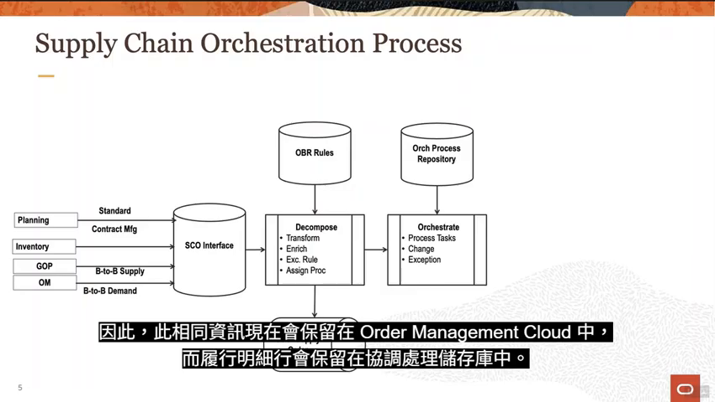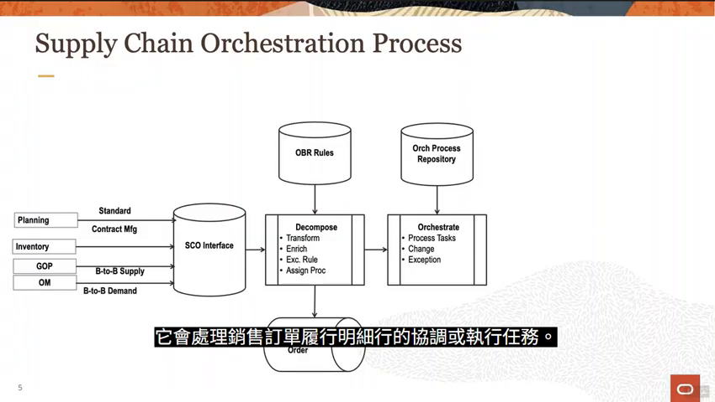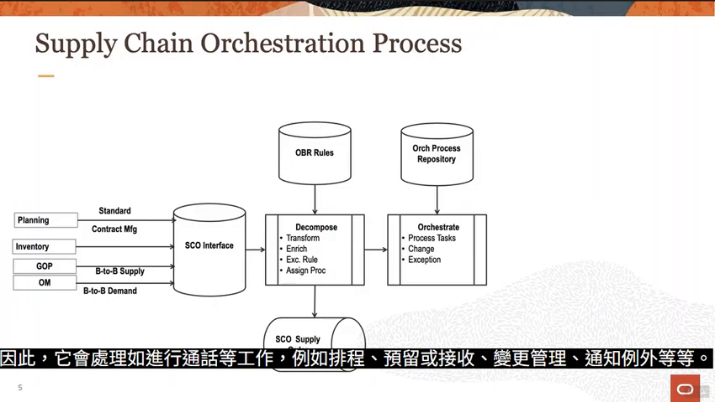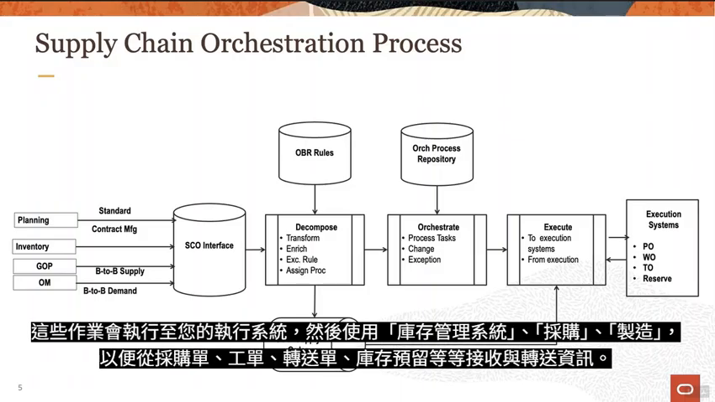An orchestration process flow is like a workflow. It takes care of orchestrating or executing tasks on the fulfillment lines of the sales order. So it processes tasks such as making calls like scheduling, reservation, or receiving change management, noting exceptions, and so on. These same functions are also executed out to fulfillment systems through a task layer, which is an extension of the orchestration process definition. These tasks are executed out to your execution systems, which in turn work with inventory, procurement, manufacturing, so that it can receive and relay information from purchase orders, work orders, transfer orders, inventory reservations, and so on.